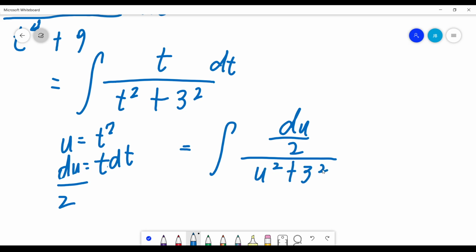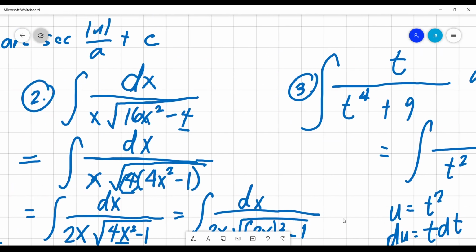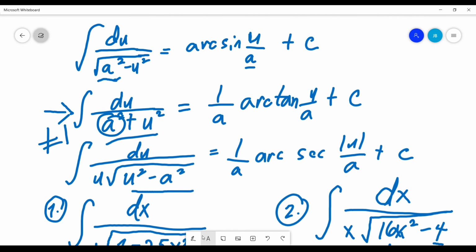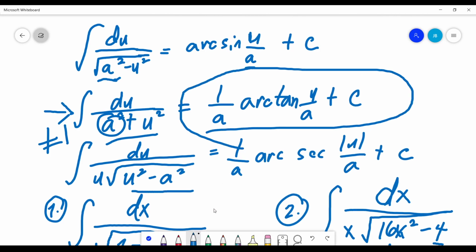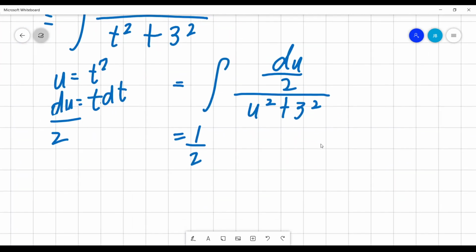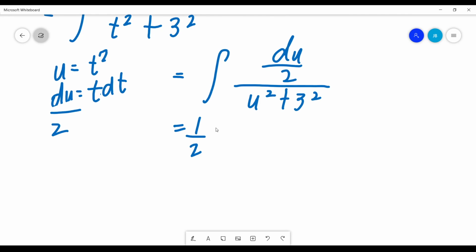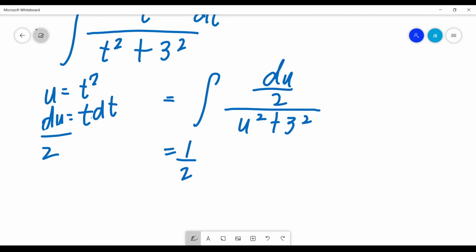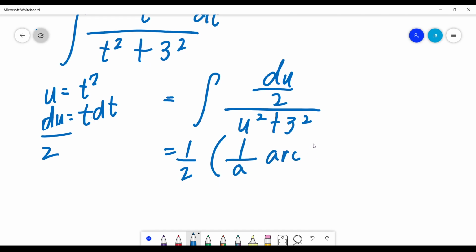Plus 3 squared. Okay, so it's in the form of arctan, but the a is not equal to 1. So let's use again this one. All right, 1 over a arctan u over a plus c. So this is times 1 over a arctan u over a plus c.